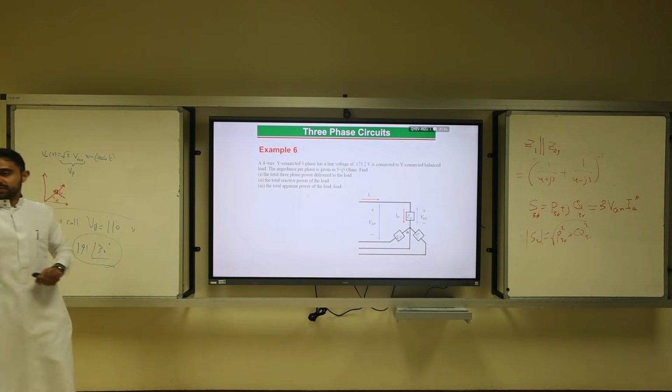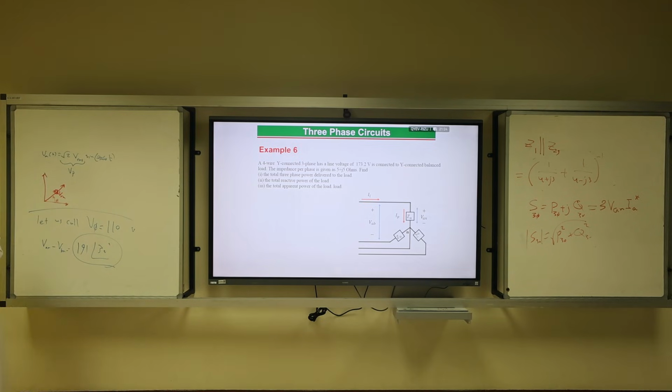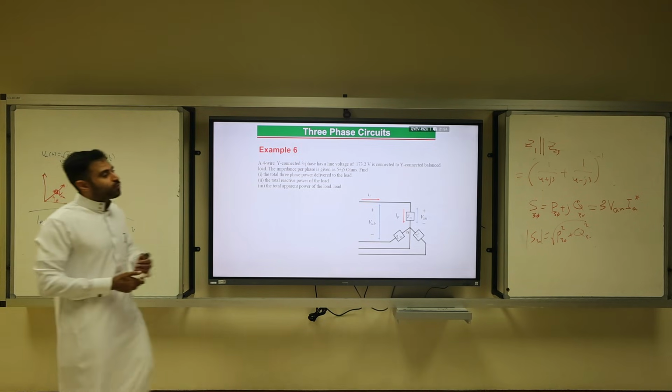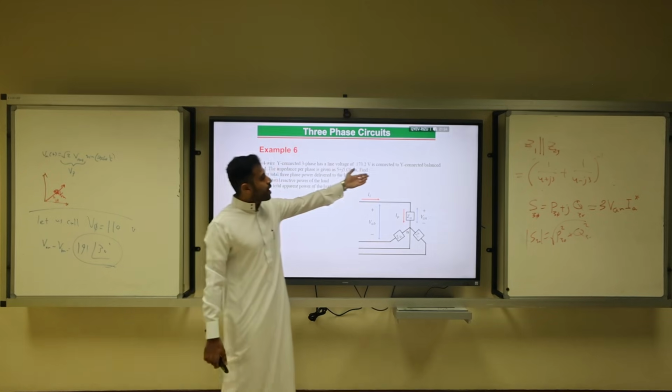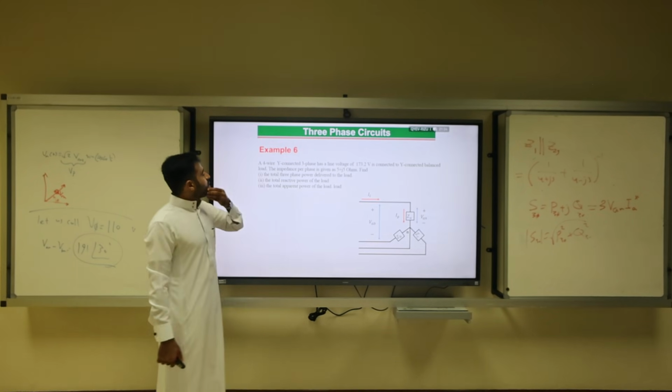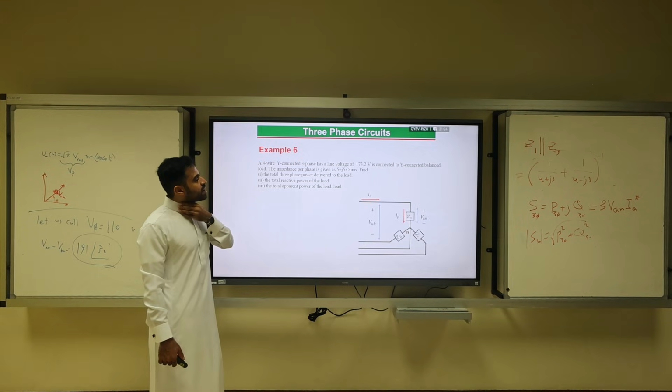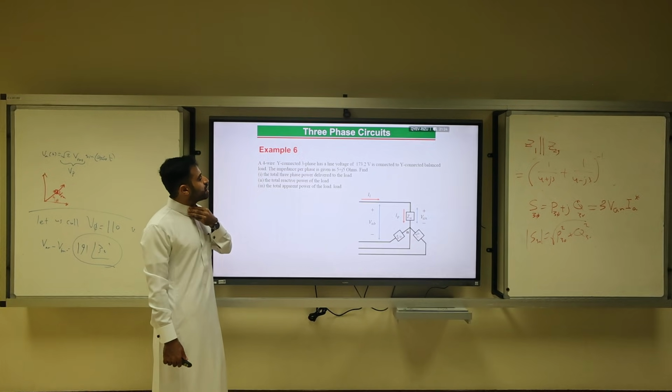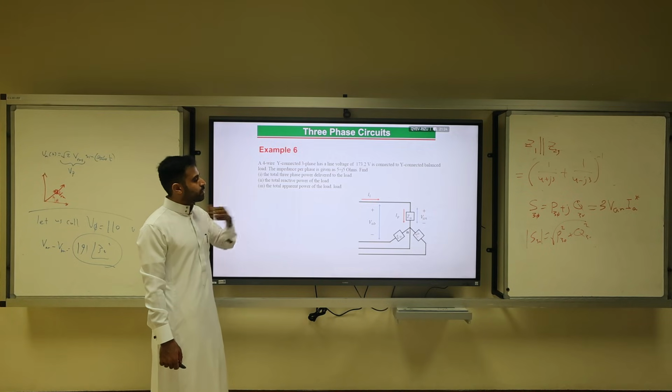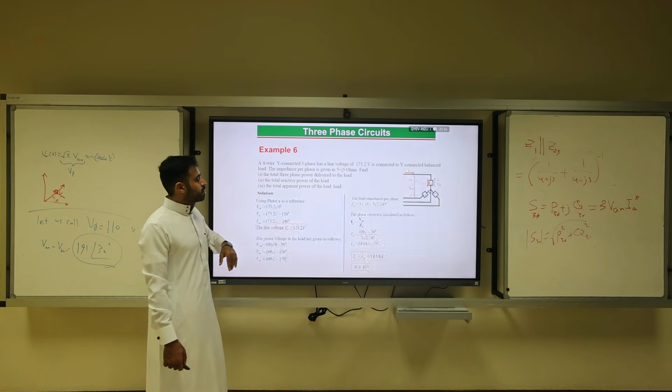Y-Y connected, 3-phase, with a given line voltage connected to a Y balanced load. The impedance per phase is given as 5 plus j5 ohms. Find the total 3-phase power delivered, total reactive power, and total apparent power. Let's do only the real power.